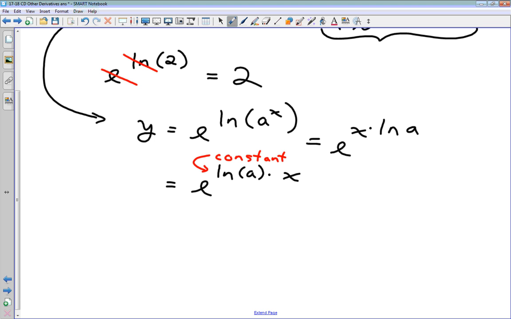So now, let's take the derivative here. I know how to take the derivative of an exponential function that has base e. It's going to be the original function, so e to the ln a times x, times the derivative of what is up in that exponent there. So what is the derivative of ln a times x? Well, it's a constant times x, so it's just going to be ln a.